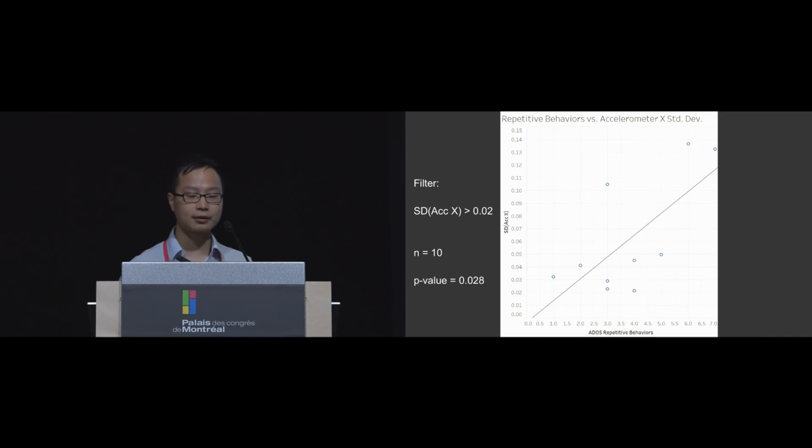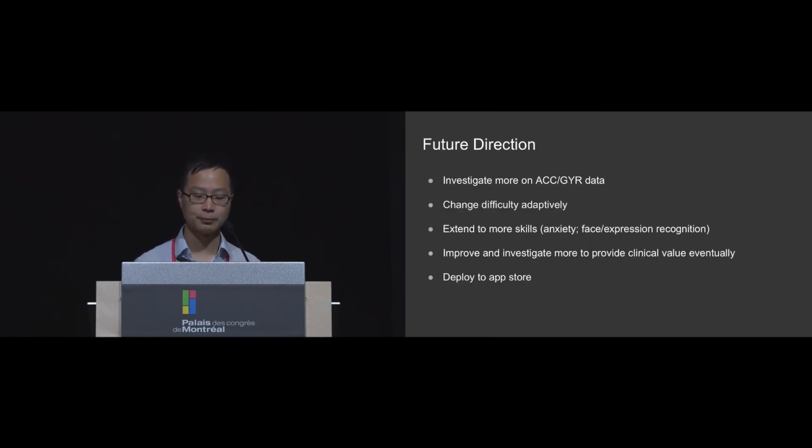In the future, we might collect more data and analyze more of the accelerometer and gyroscope data. We will change the difficulty adaptively and extend to more skills, for instance, social anxiety and expression recognition. We want to improve and investigate more on the game, in order to eventually provide some clinical value. And lastly, we want to deploy the app into the App Store.